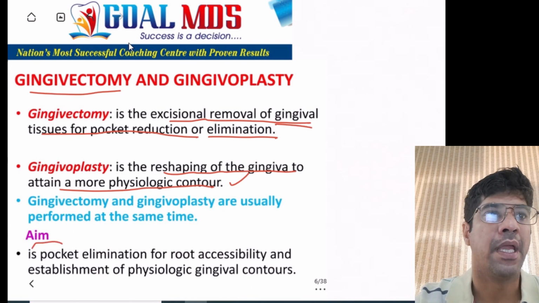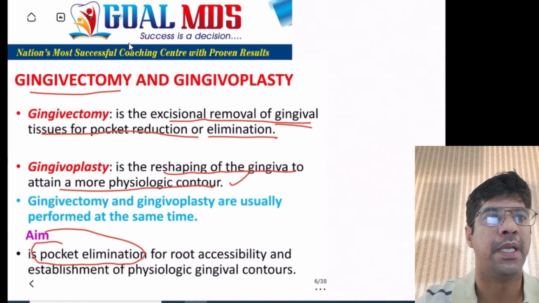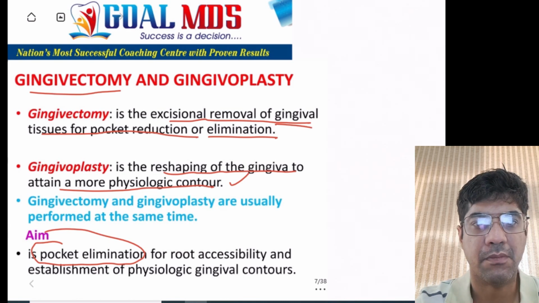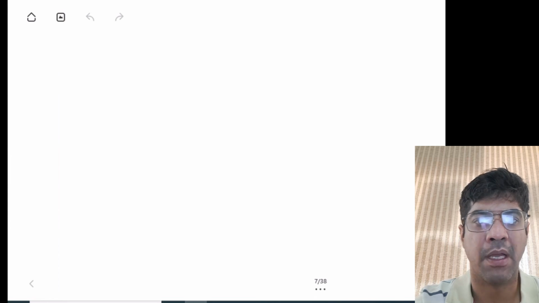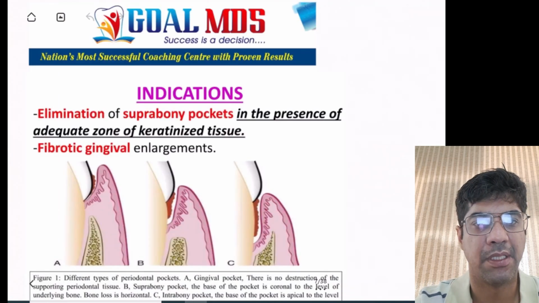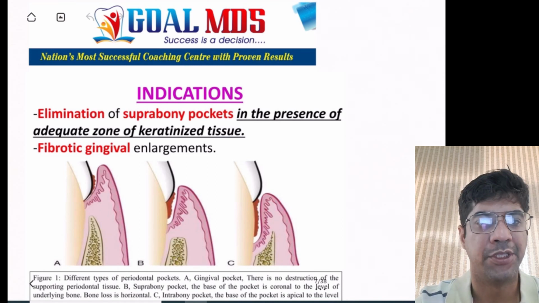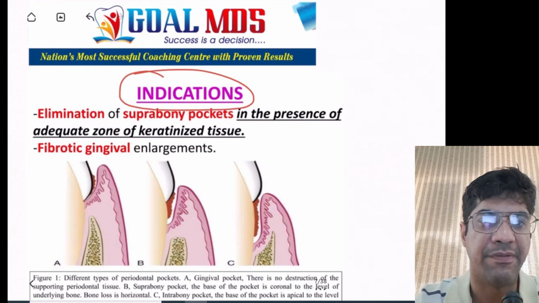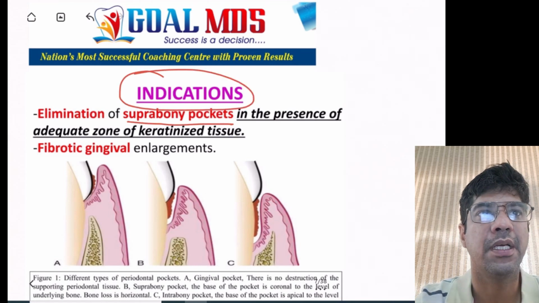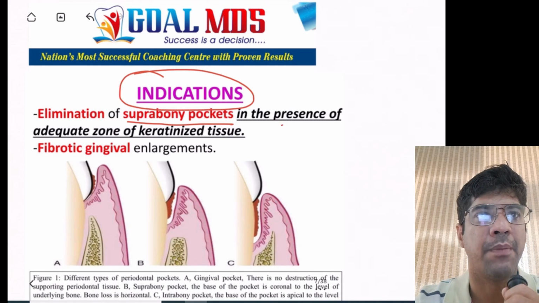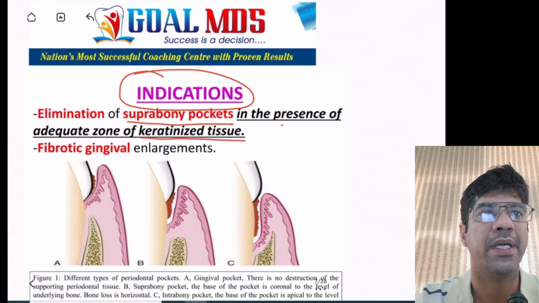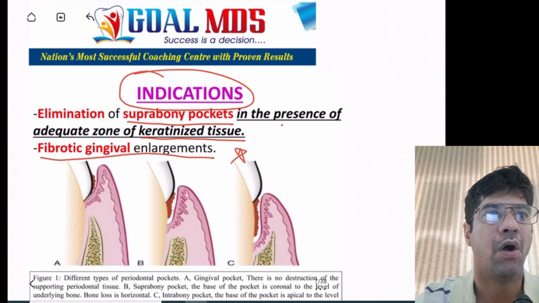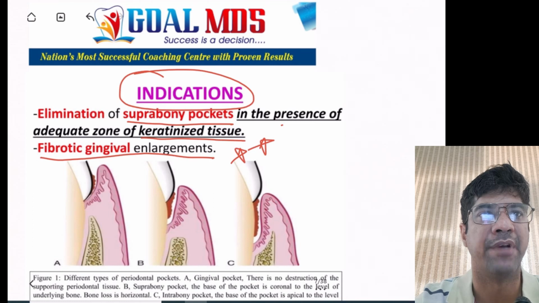Now, what is the aim of the procedure? The main aim is pocket elimination for root accessibility and establishment of physiological gingival contours. So it eliminates the periodontal pockets and the abscess. It also removes the fibrous or swollen gum tissues. The indications are the elimination of supra-bony pockets in the presence of an adequate zone of keratinized tissue, or in case of fibrotic gingival enlargement.